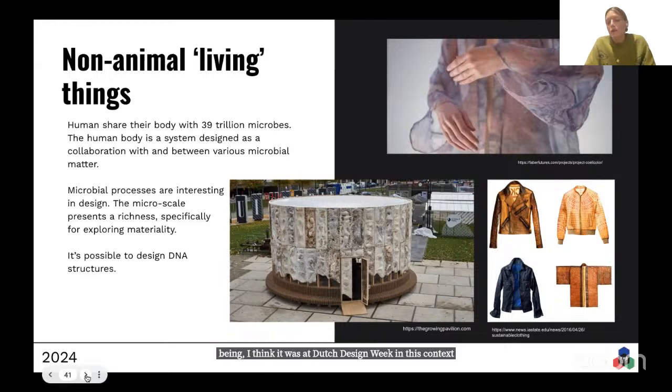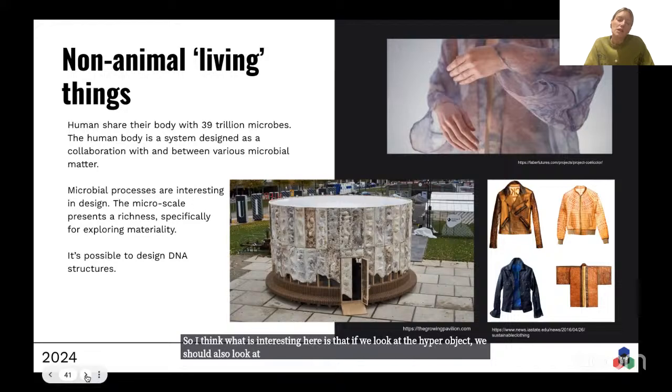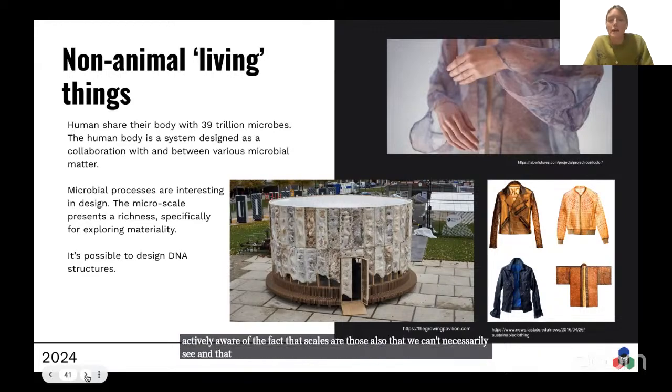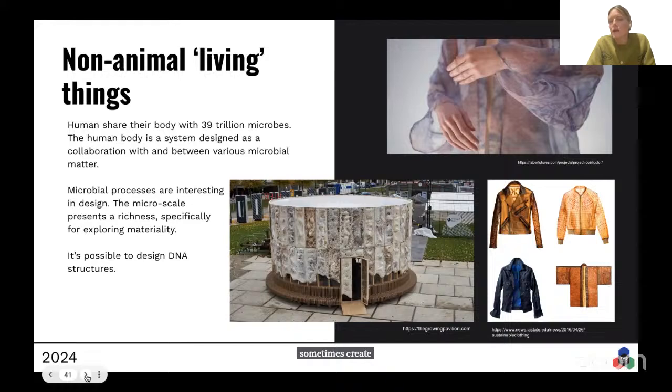So I think what is interesting here is that if we look at the hyperobject, we should also look at the micro or nano level and start to recognize that if we open up a design system to coordinate with multiple scales, we should also be actively aware of the fact that there are scales that we can't necessarily see, and that these scales and these approaches to design sometimes create a richness that we wouldn't be able to create had we stayed in this human-scale space.